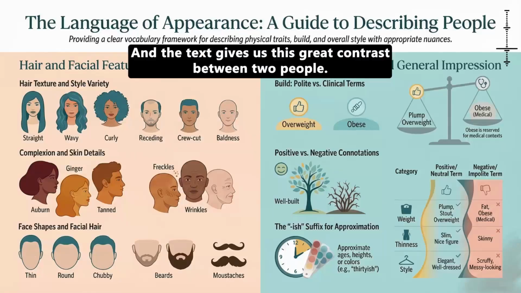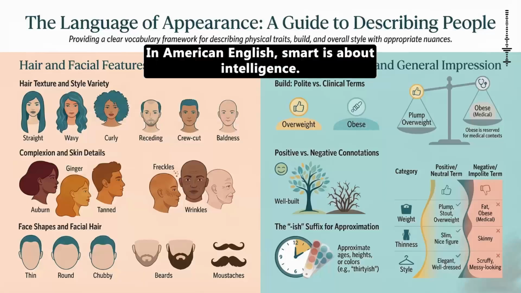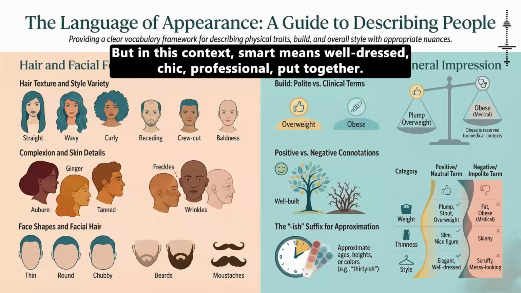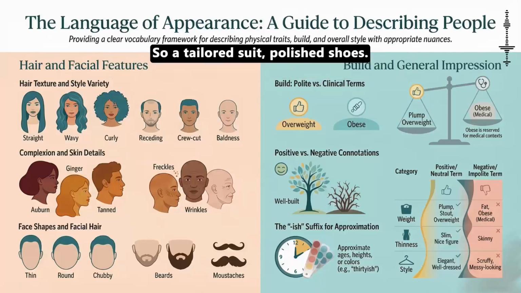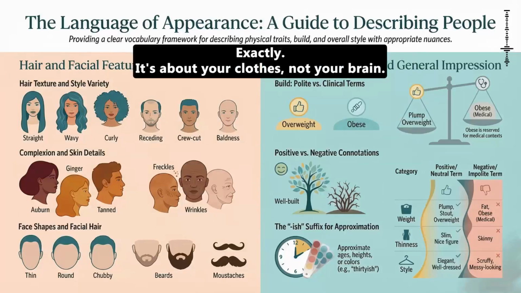And the text gives us this great contrast between two people. First, the smart and elegant woman. Okay, we need to clarify smart here. In American English, smart is about intelligence. Right. But in this context, smart means well-dressed, chic, professional, put together. So a tailored suit, polished shoes, that's a smart look. Exactly. It's about your clothes, not your brain.